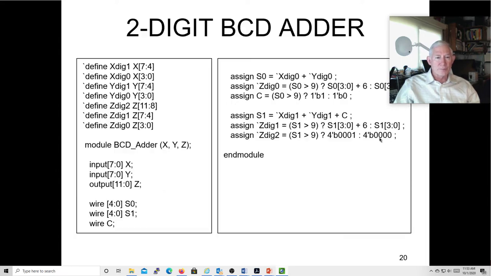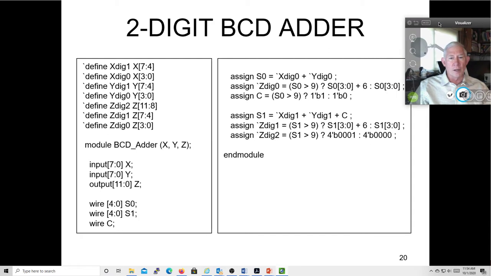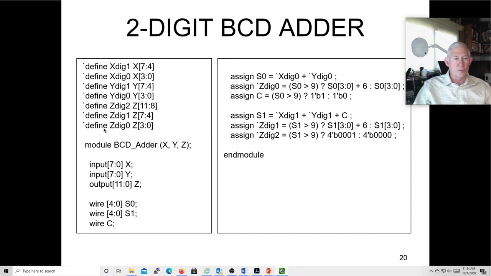All right. So here's what it looks like in our Verilog code for the BCD adder. We're using tick define, and we're creating these variables, and then we're creating this module.